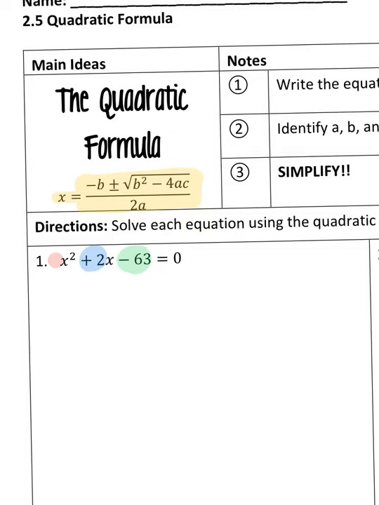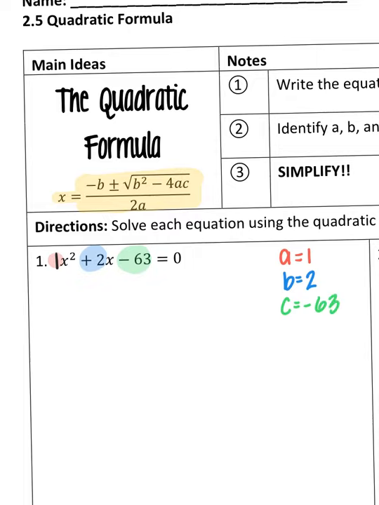So when we don't have a number in front of one of them, it's always just going to be 1. Okay? So we don't have a number in front of x squared, so it's going to be 1. So in this case, we have A equals 1. And I'm going to write this out to the side every single time. B equals 2. And C equals negative 63.